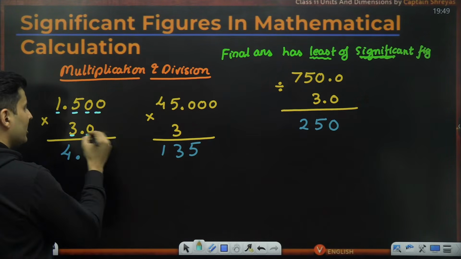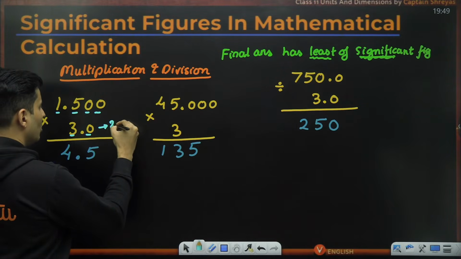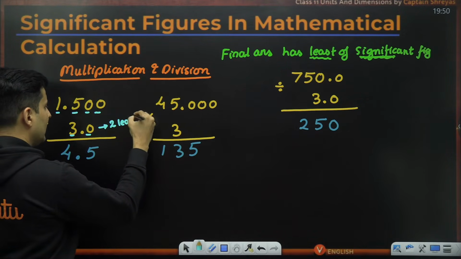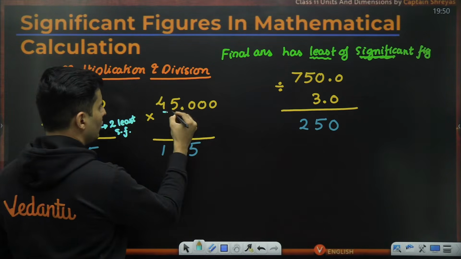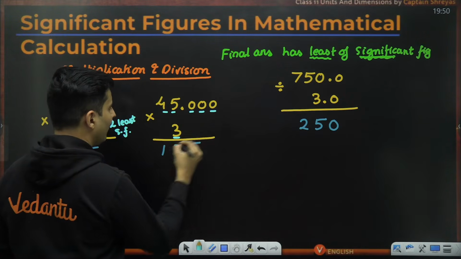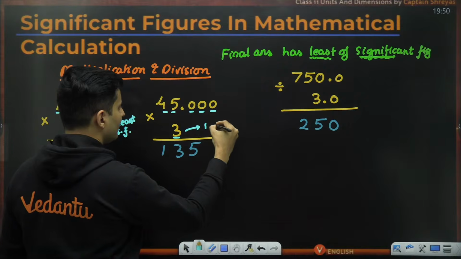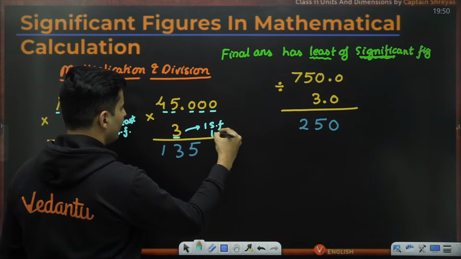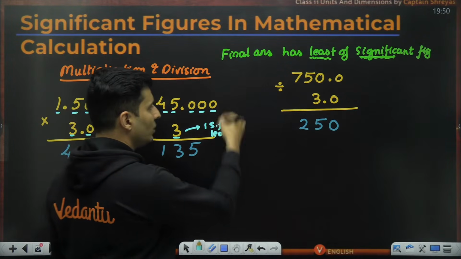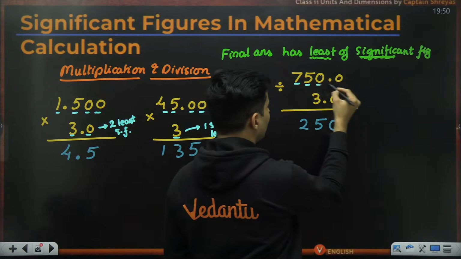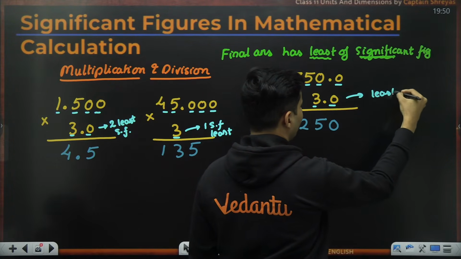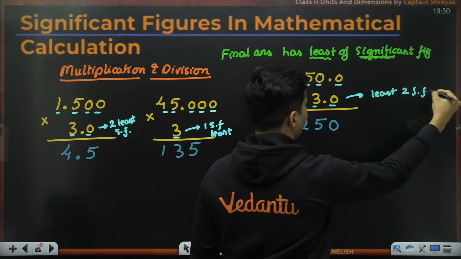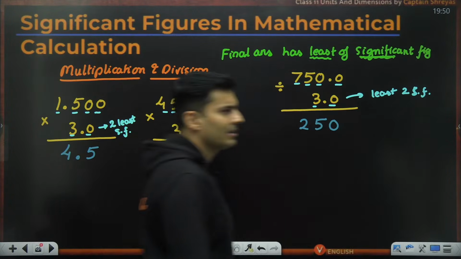Significant. So the least is 2. So 2 is basically the least significant figure here. Here 1, 2, 3, 4, 5. Here only 1. So this has one significant figure, which is basically the least of the two numbers. Here 1, 2, 3, 4. Here 1, 2. So the least significant figure is two significant figures. Two significant figures are the least.